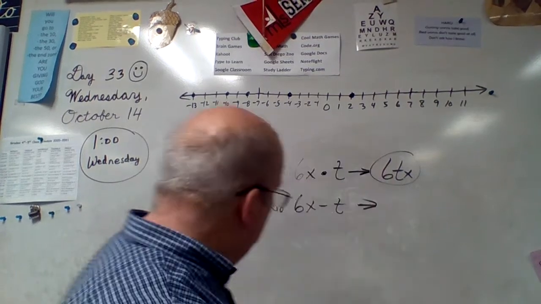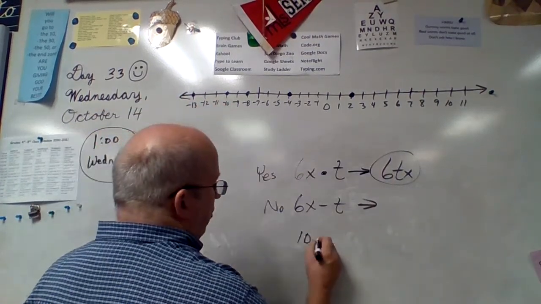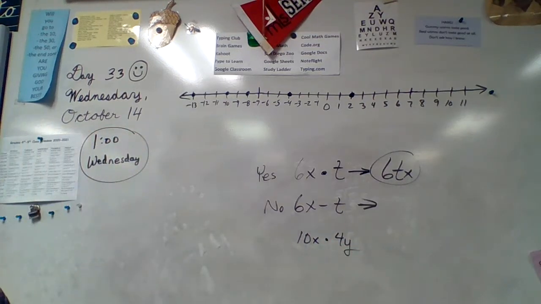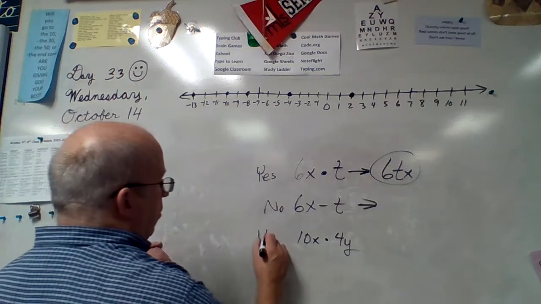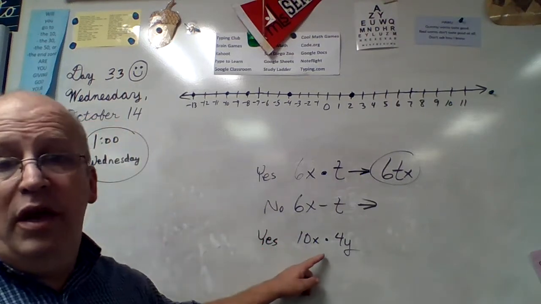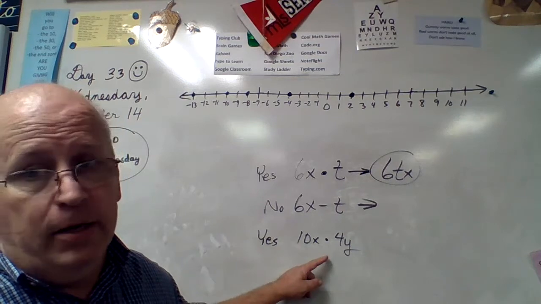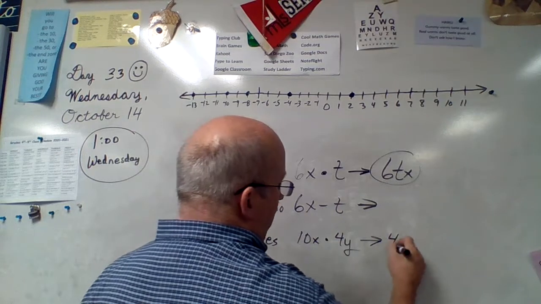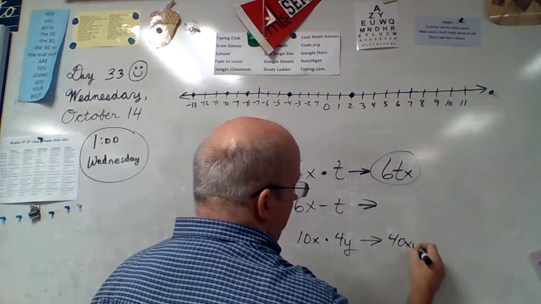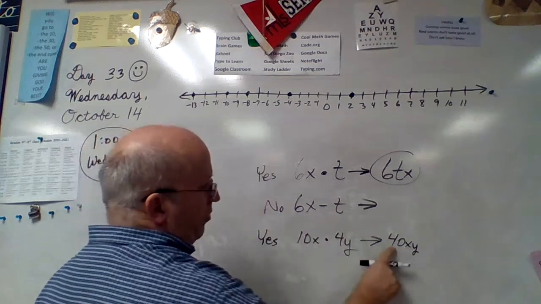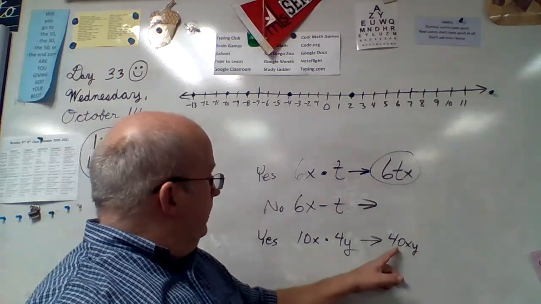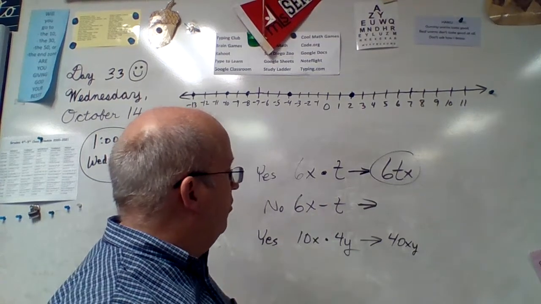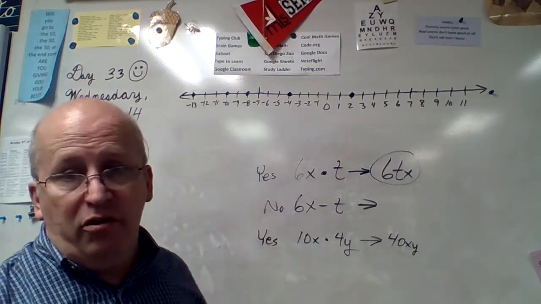How about something like this? What if I wrote 10x times 4y? Do you think that's a monomial? The answer is yes. Why, Mr. Ponko? Well, do you see any addition or subtraction signs? I don't. Additionally, we could simplify this. We could combine the 10 and the 4 together and then bring the x and the y together. This, in a simplified form, is 40 times x times y. That's a monomial. Therefore, this is a monomial. But this is still not a monomial because it's got that addition or subtraction sign in it.